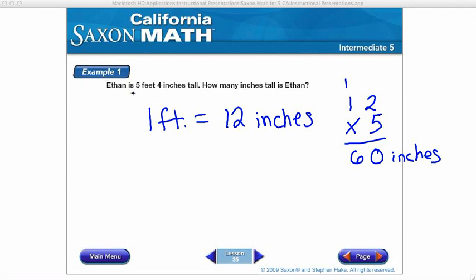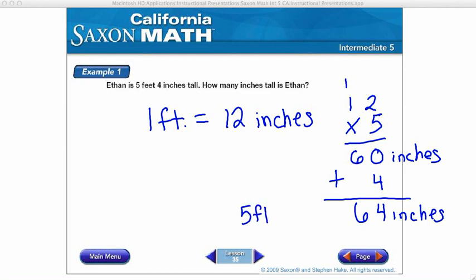But I had 5 feet 4 inches tall. So now I've found out that 5 feet equals 60 inches, but I need to take this 4 inches and add it to the inches that I converted from my feet to get 64 inches. So 5 feet 4 inches is equal to 64 inches total.